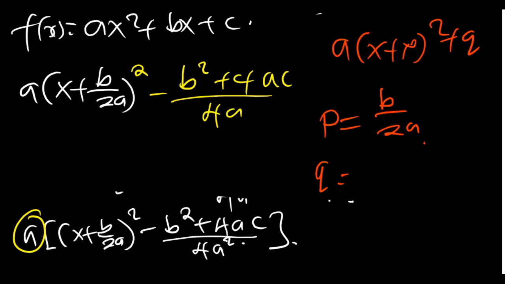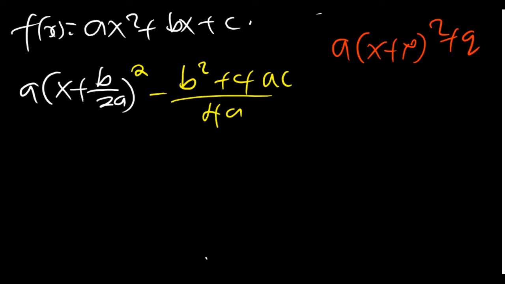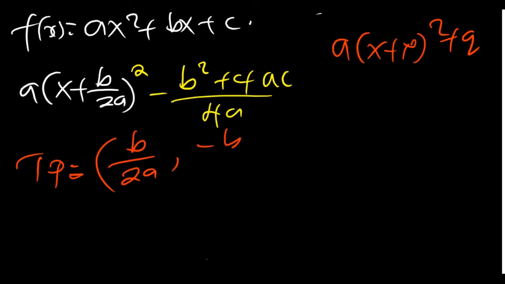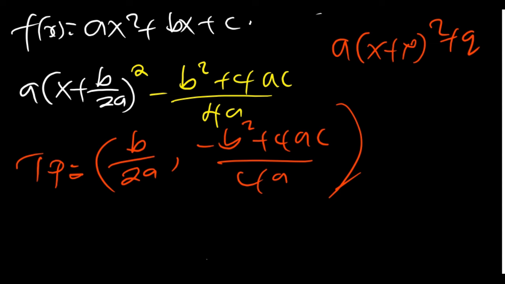So this is going to be our turning point. Our turning point is going to be b over 2a comma negative b squared plus 4ac over 4a. So this is going to be our turning point. Then whenever we're trying to find the line of symmetry, we just equate the part inside the brackets equal to 0 and find the value of x. That is the line of symmetry.